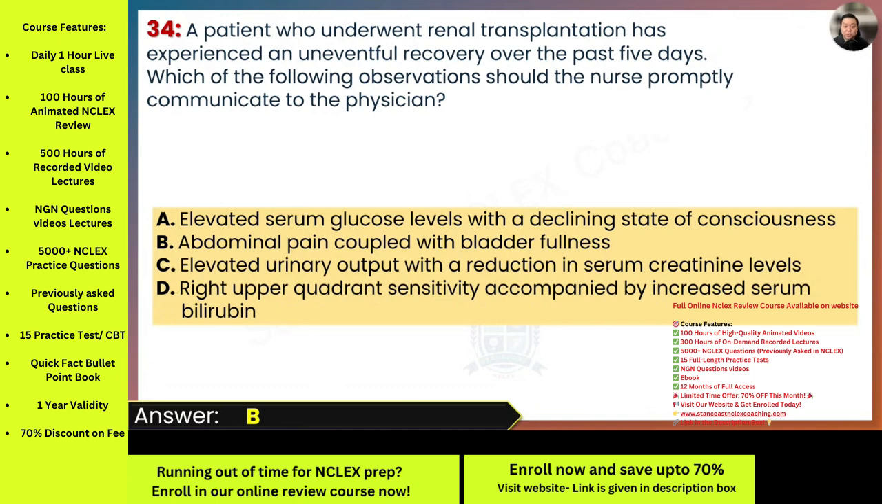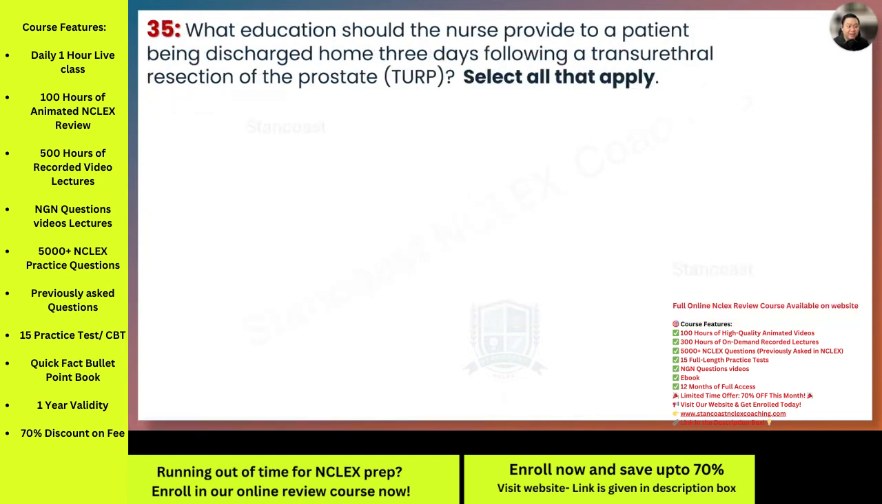So for this test question, I want you to look for the signs that indicate something directly affecting the transplanted kidney, such as the obstruction or failure to function properly, such as decreased output, or let's say pain, or complications like obstruction. Let's have number 35.